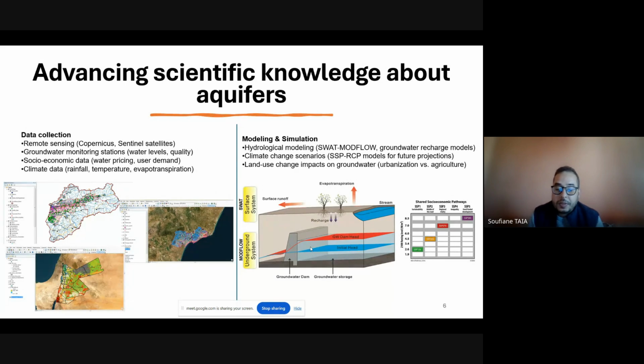And also, we use different scenarios from SSP and RCP models to project the future conditions of the groundwater, as well as the surface water resources. And we also try to understand land use and land cover change by analyzing how urbanization and agricultural expansion affect those resources.